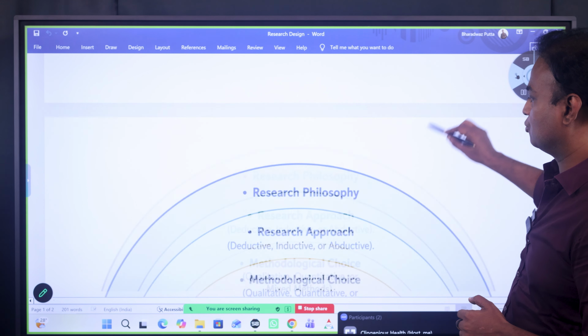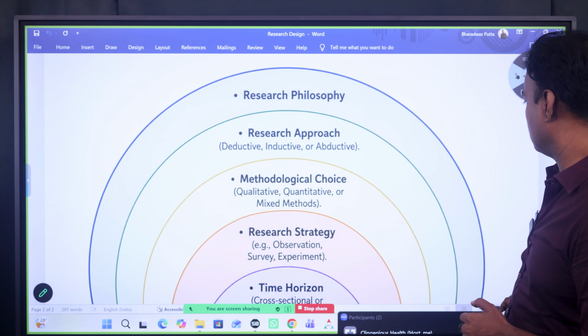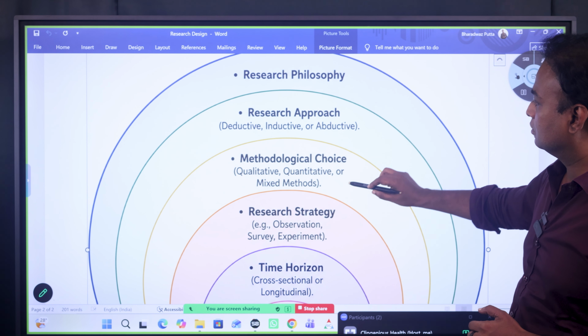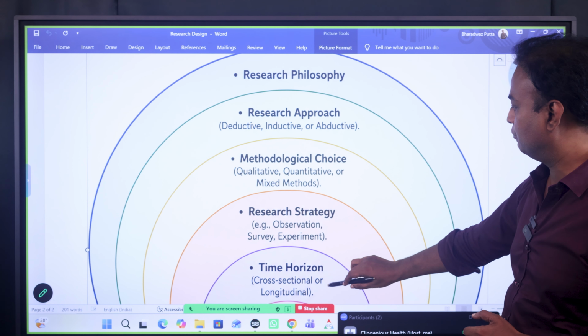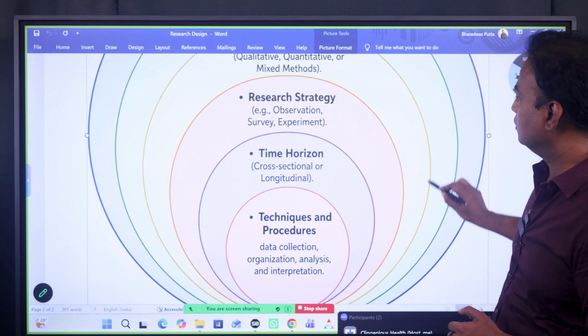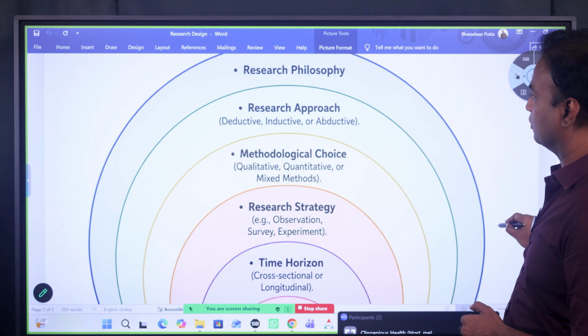This is the research onion. If you think of this as a research onion, these are the layers. This is the first layer, the second layer, the third, fourth, fifth, and finally we have the sixth layer. These are the 6 layers. We will check what these layers are, one by one.